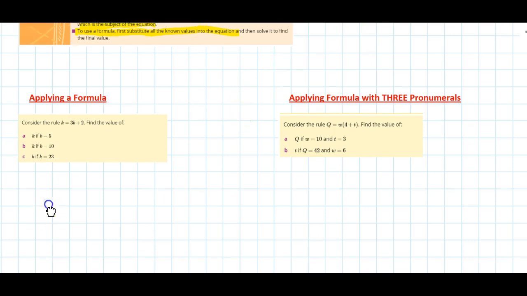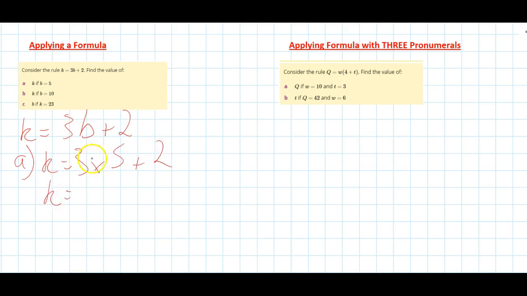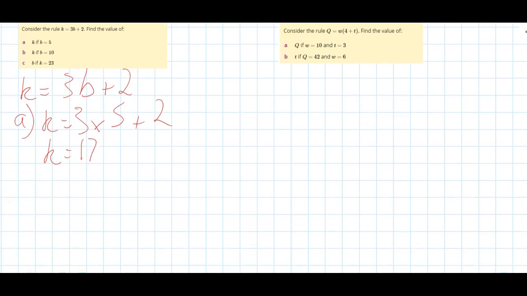What we're going to do is apply a formula to these. In these questions, we get given what the pronumeral means and we want to solve for each of those. So I have k equals 3b plus 2. What if I want to start off with b being 5? I can simply substitute that in. So instead of b, it's going to be 3 times 5 plus 2. I can then solve from there. 3 times 5 is 15, plus 2 is 17. So now I know what k is. If instead of it being 5, what if it was 10? I know that 3 times 10 is 30, plus 2 is 32.